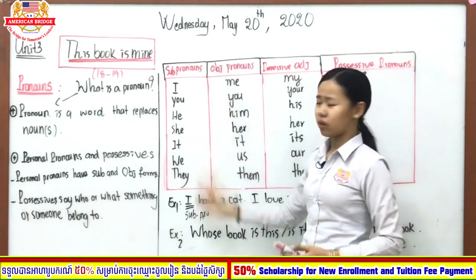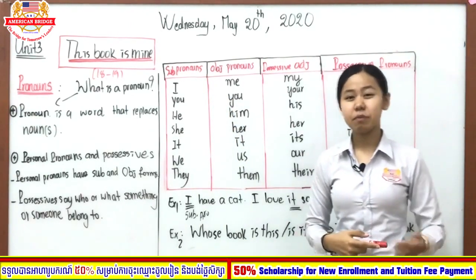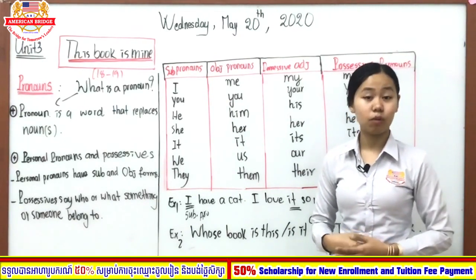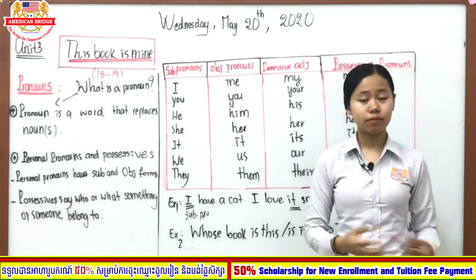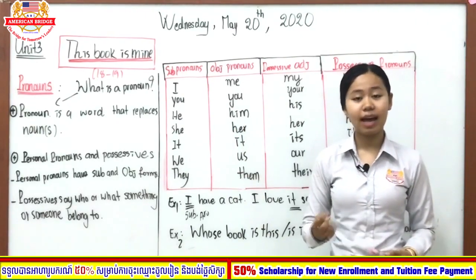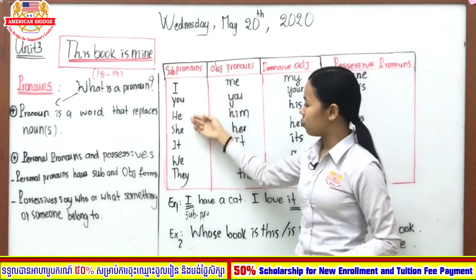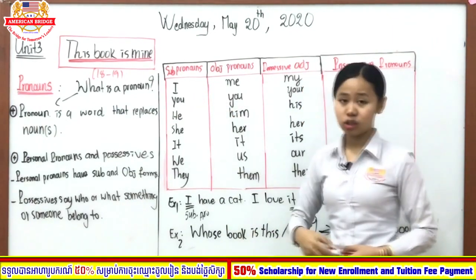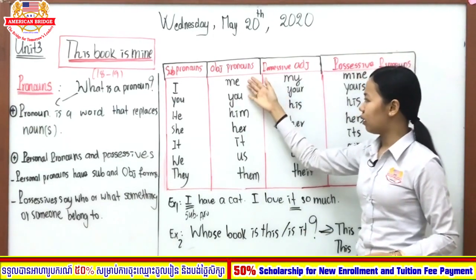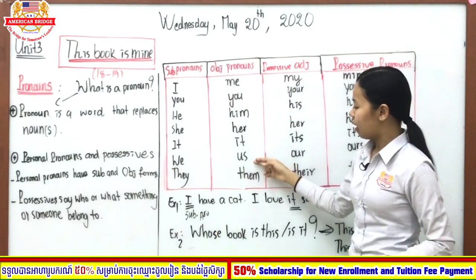For the subject pronouns, you may have encountered them a lot since level 2 or level 3, right? We know that we have seven subject pronouns: I, you, we, they, he, she, it. And for object pronouns, we have me, you, him, her, it, us, them.